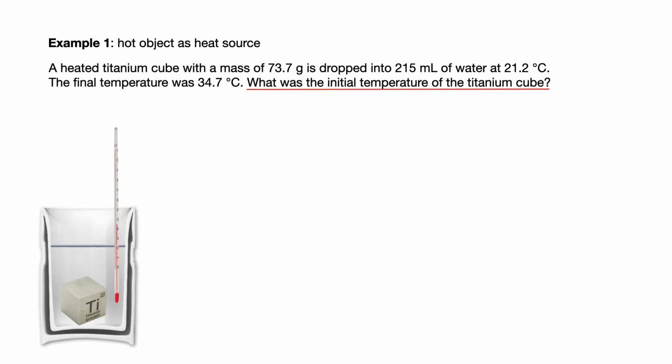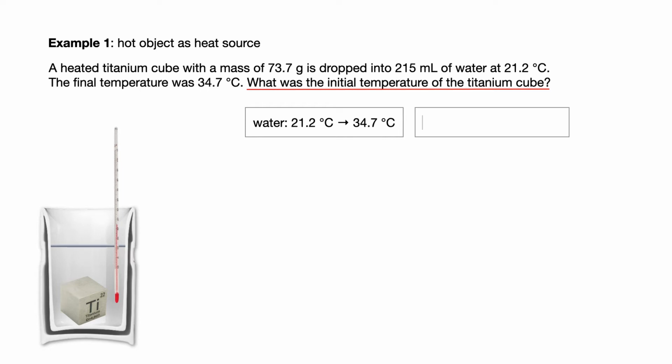So again, it's important to be clear on what it is that you're trying to find out when you're faced with a problem like this, and also it's important to understand the information that you're given. And so just for emphasis, the water is being heated from 21.2 degrees Celsius to 34.7 degrees Celsius. The temperature of the water is increasing, and then the titanium is cooling off. It's going from some high temperature down to 34.7 degrees Celsius.